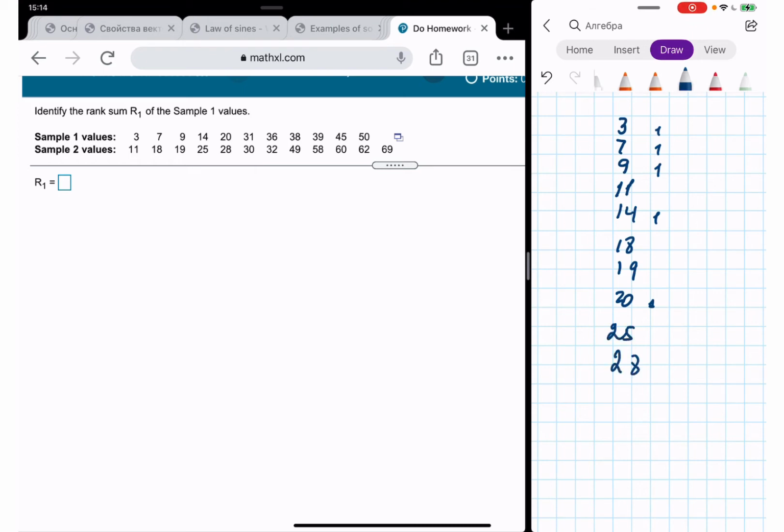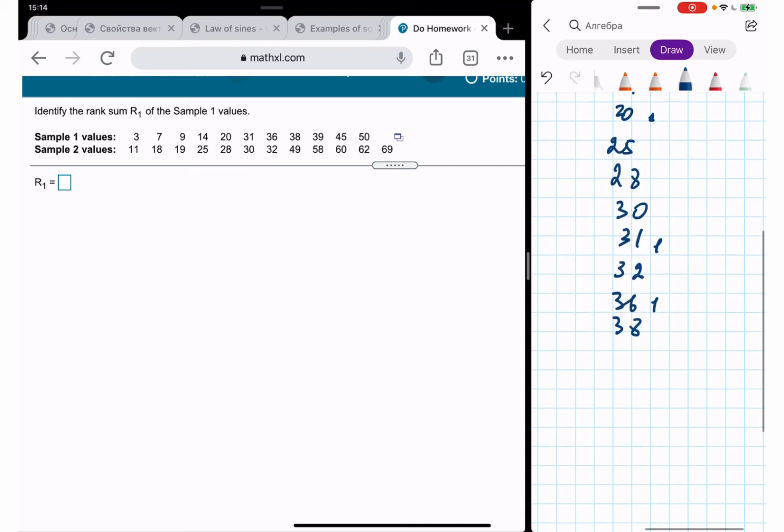28, 30, 31, sample 1, 32, 36, sample 1, 38, sample 1, 39, sample 1, 45, also sample 1, 49, that's sample 2, 50, sample 1, and the rest is 58, and so forth. Those are sample 2. We are not interested.